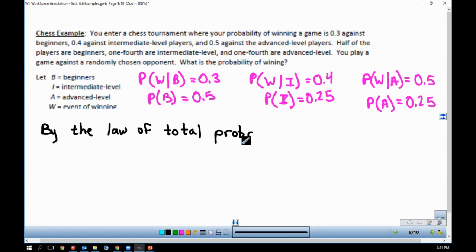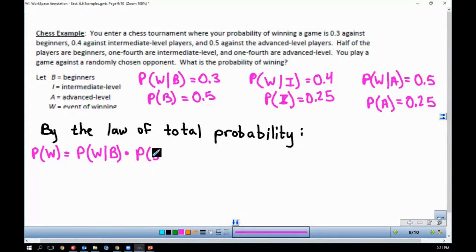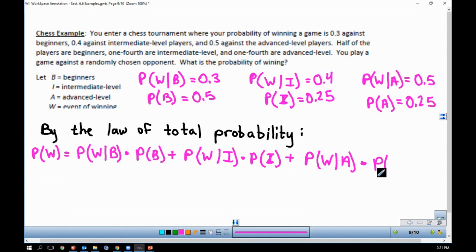Long equation. The probability that you win is equal to the probability of win given beginner times the probability of beginner, plus the probability of win given intermediate times the probability of intermediate, plus the probability of win given advanced times the probability of advanced.